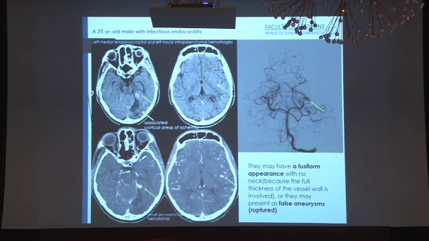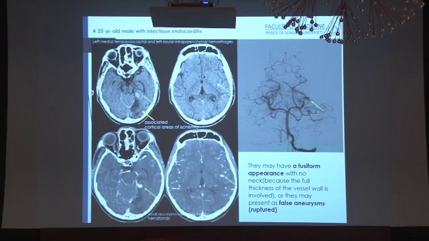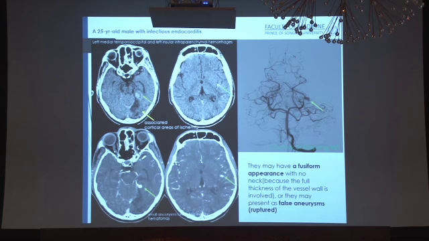So let's see an example of mycotic aneurysms. Here are two mycotic aneurysms at the left P3 segment and a cortical branch of the left MCA, of a 25-year-old man with infectious endocarditis. On CT, you can see that the aneurysm shows enhancement and extends into the hematomas and some associated cortical ischemia.